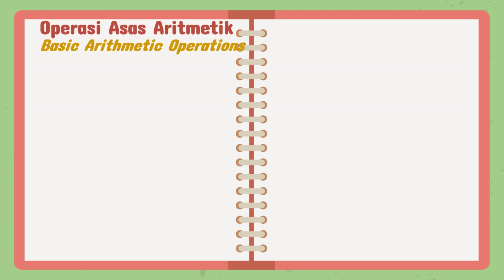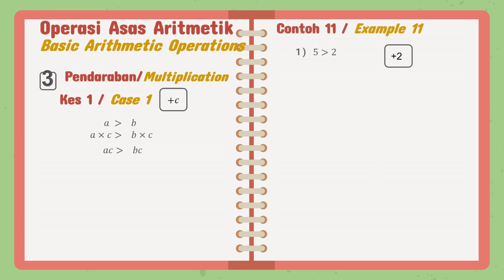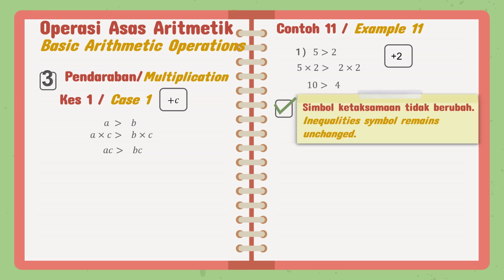Alright, so this is the basic arithmetic operations on multiplication. For case 1, if you multiply both sides of the inequality by a positive c, it will become ac greater than bc. By example 11, when 5 is greater than 2, you multiply both sides by positive 2. So you have 10 greater than 4. You come to a conclusion that the inequality symbol still remains unchanged.